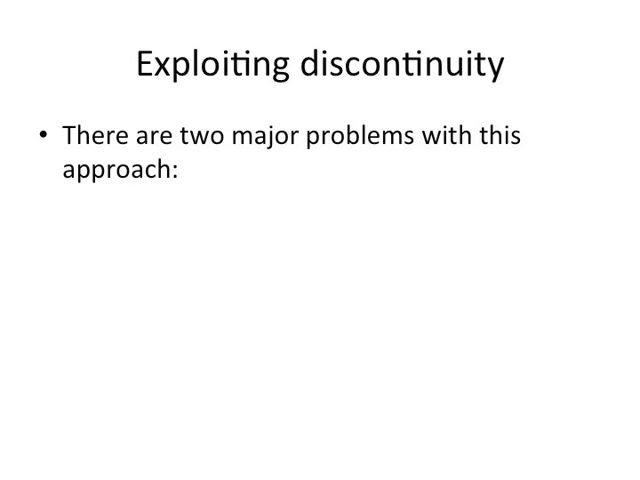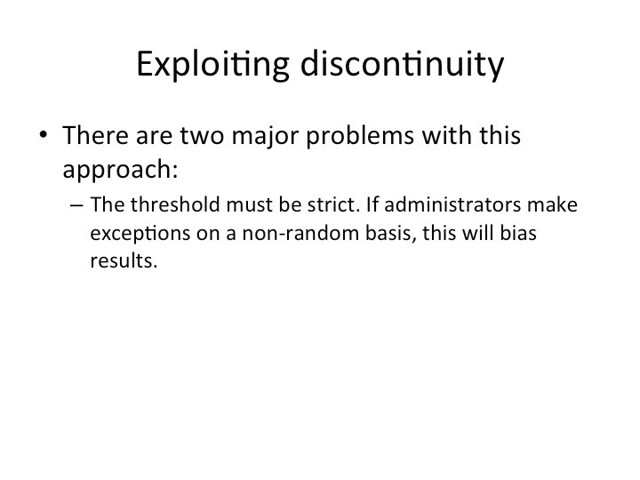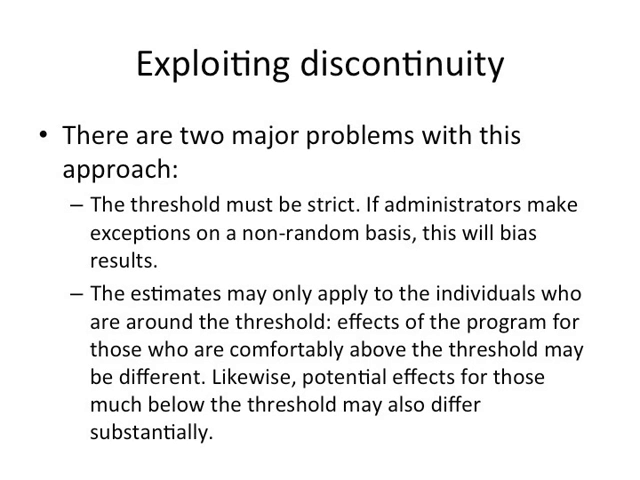There are a couple major problems with this approach. First off, the administrator must hold the threshold strictly. If exceptions are made, especially if they are non-random, then this method will no longer be applicable. These estimates, secondly, only apply to individuals who are around the threshold. In our example, our estimate would not be applicable for 20-year-olds in the program, for example.